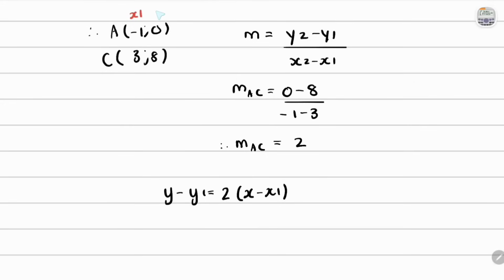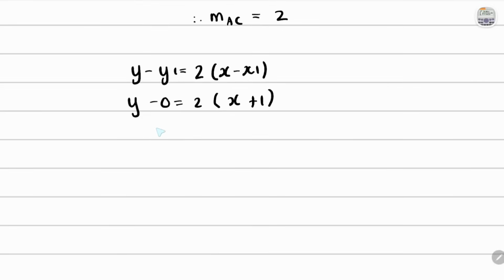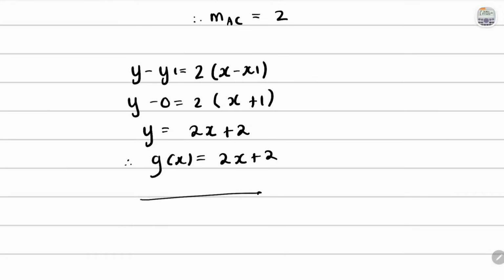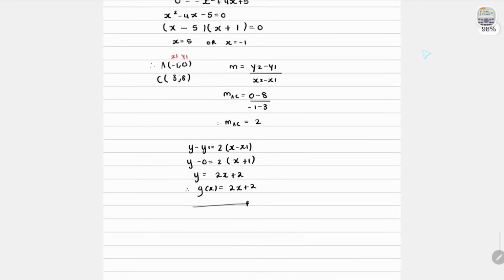So this is going to be the x1. That is the y1. So this is y minus 0 equals 2 times x minus -1, which of course multiplies and gives you a +1. So y minus 0 is y is equal to, and then distribute, it's 2x plus 2. So that is g of x. g of x is simply equal to 2x plus 2. And that is our answer.